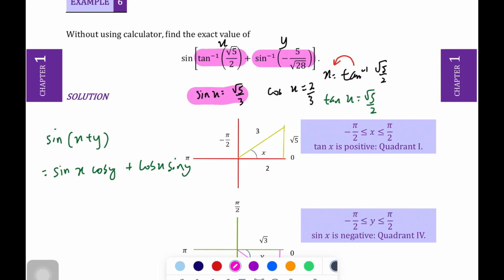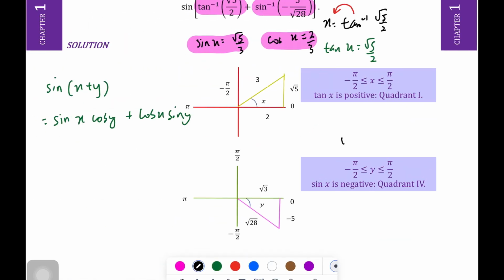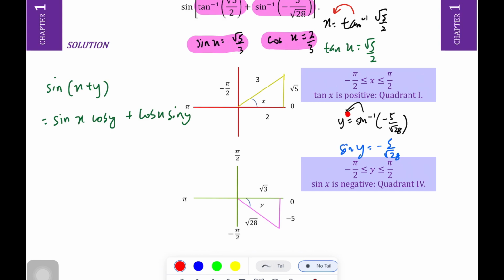Okay, so just leave this first. Let's solve for y. So now let's focus on your y. Let y be inverse sine of -5 over root 28. So now let's solve for sine y. Sine y is -5 over root 28. So this is the domain for y. Definitely when your sine is negative, you are in the fourth quadrant. So just draw your fourth quadrant. Fill in the values, sine y is opposite over hypotenuse. Later on, we need cos y. So let's read from here. Cos y will be root 3 over root 28.